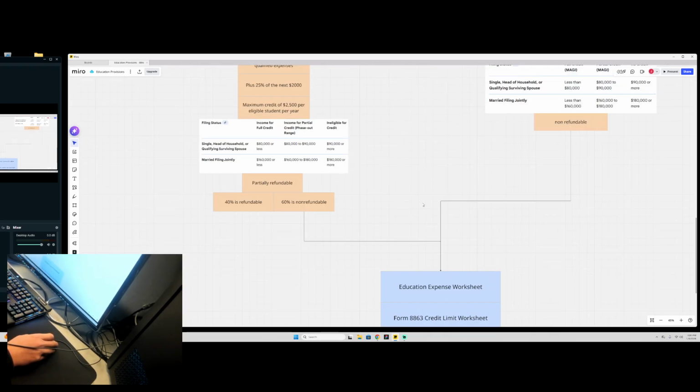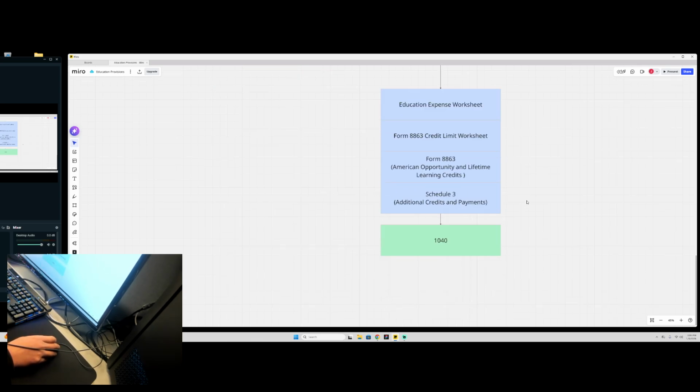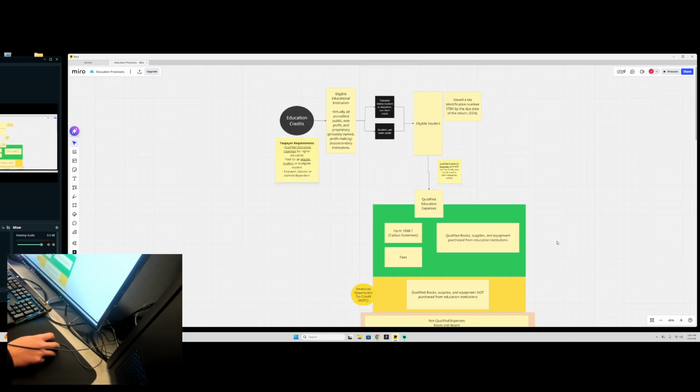After you've determined your credits, you put it into an educational expense worksheet. You do the credit limit worksheet, you put it into Form 8863, the American Opportunity and Lifetime Learning Credit form, and then you put it in Schedule 3, which is additional credits and payments, and then you put that in your 1040. So that's how the educational credits work.